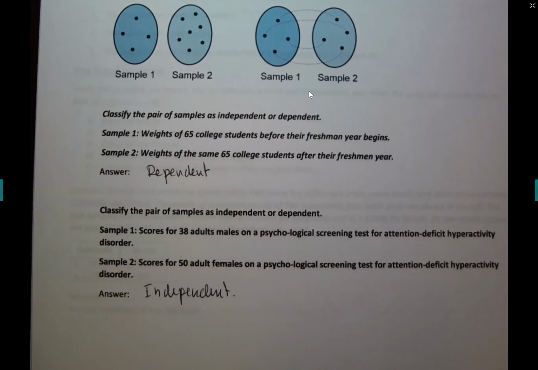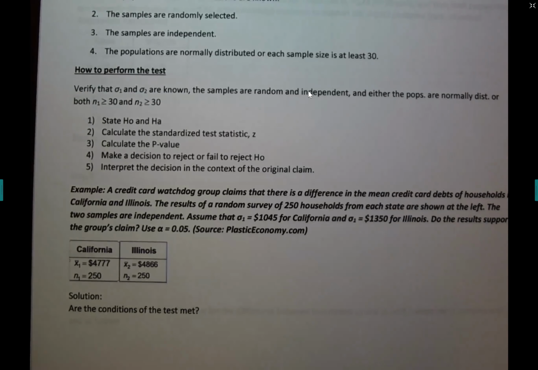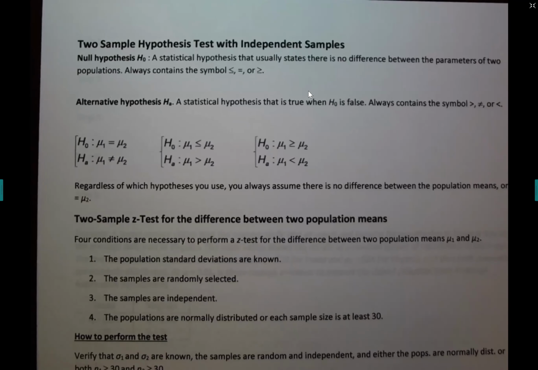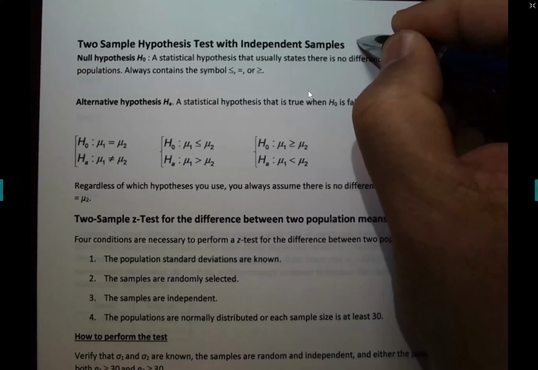In sections 8.1, 8.2, and 8.4 we work with independent samples, and in section 8.3 we will work with dependent samples. So I'm going to take you right away to section 8.1, guys, and show you how we can perform the hypothesis test. Here you go. This is section 8.1. I'll label it here.